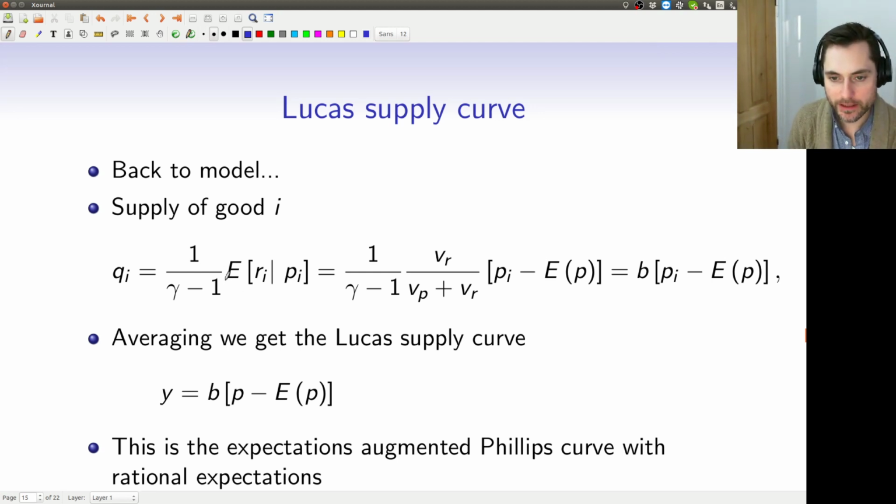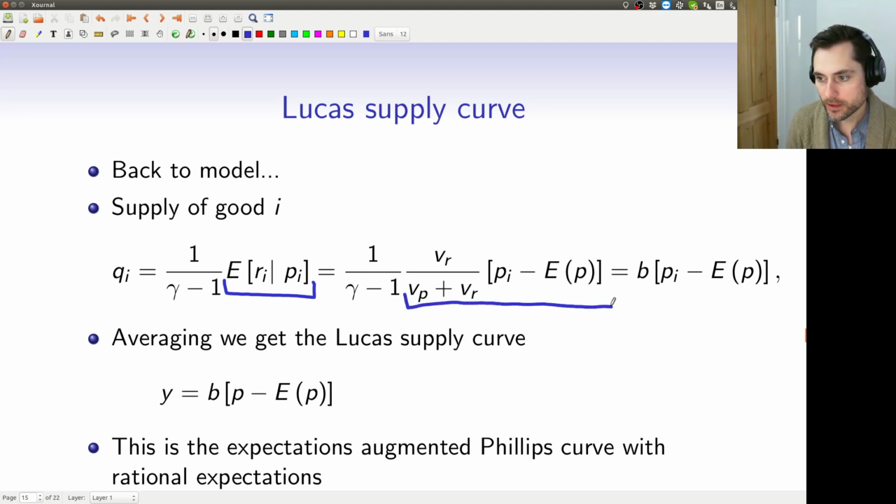So as I mentioned, the producers in the model basically have to guess what the relative price is, conditional on observing only their own price and not the average price level. So how are they going to do that? Well, we've just argued that the best guess they can do is this object. So we're going to roll all of these into a parameter b.